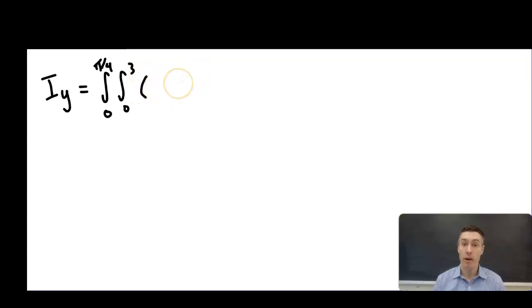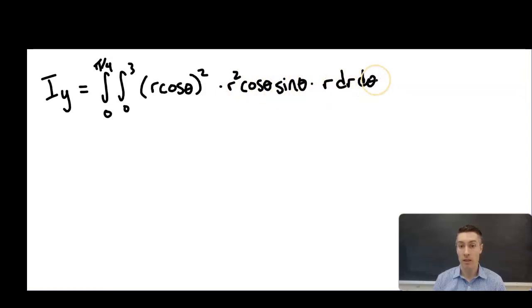Now about the y, moment of inertia about the y. So same bound, 0 to 3, 0 to pi over 4. Now we're multiplying by x squared, since x is the distance off of the y-axis. So r cos theta squared. Density function, r squared cos theta sine theta. And then r dr d theta. So remember x squared, rho of xy, and then dA.